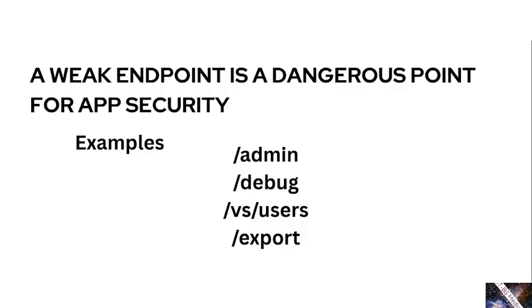So these are examples of weak endpoints. When you are able to, in your browser, get to a page like /admin/debug/vs/users/exports, if a user can have direct access to this kind of page, then it means that the API is weak and vulnerable.